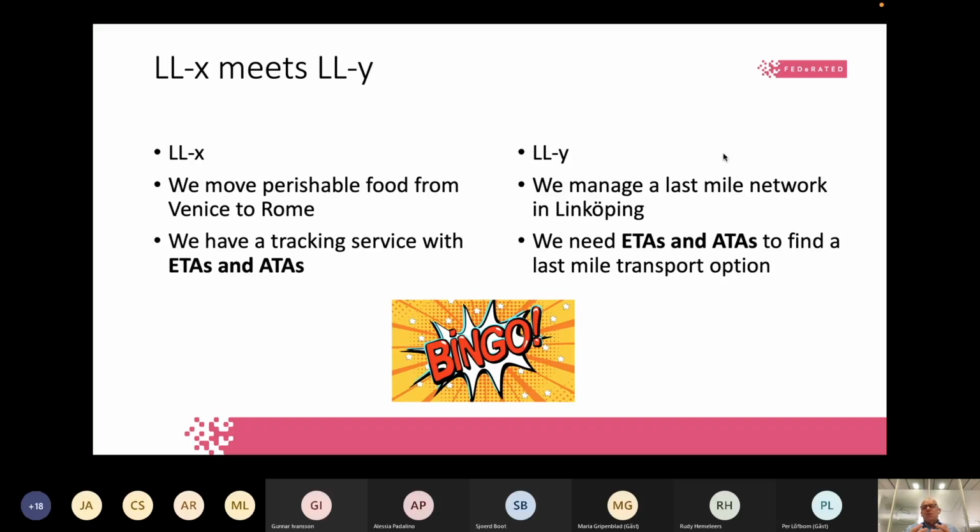Now, of course, from a geographical perspective, this doesn't work, right? There's no point in moving perishable food to Rome and then distributing it in Linköping. But from a test perspective, we could make this work, because what the lab on the left does, lab X, matches very well with what the lab on the right does: I have freight, I move it from one hub to another, I pick it up from the hub, I do a last mile service. And even though in reality the two don't link up, from a federated lab perspective, we can make that work.